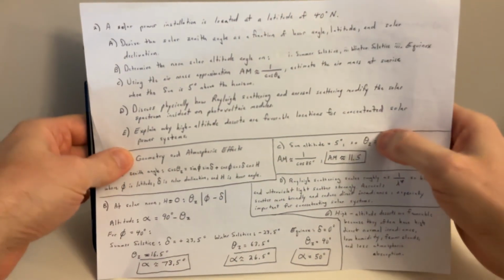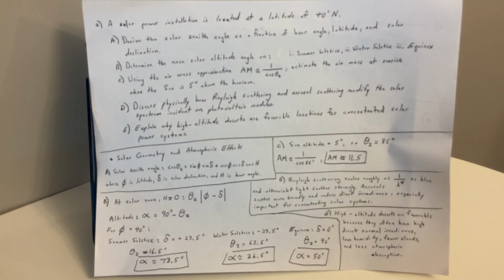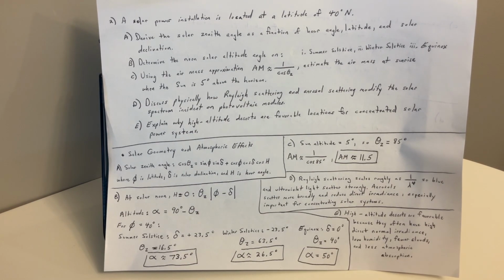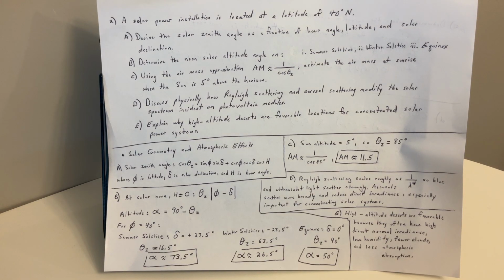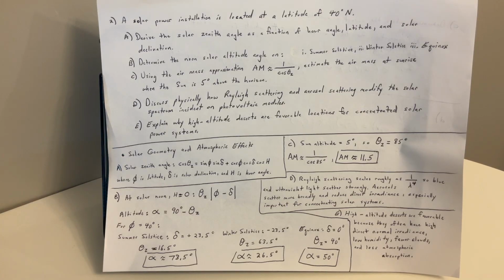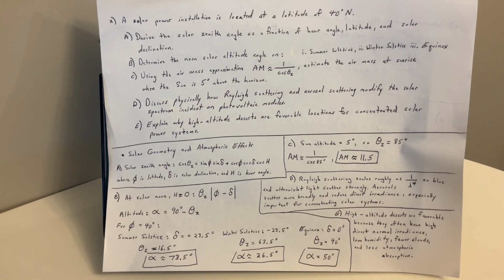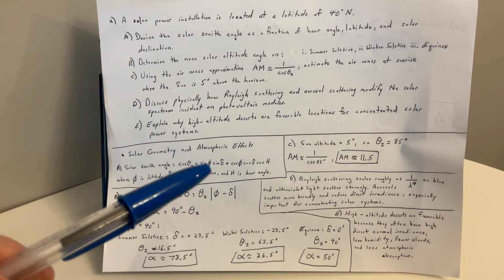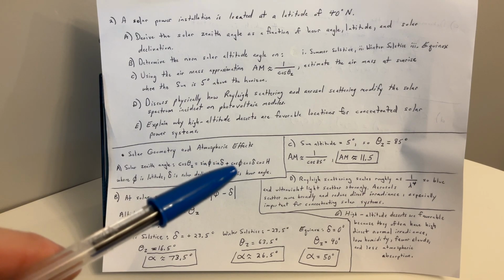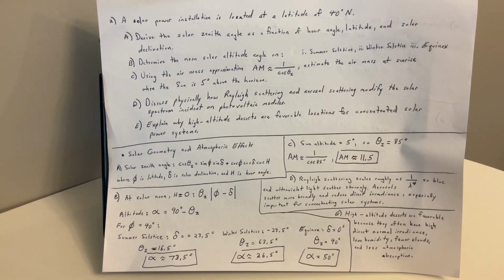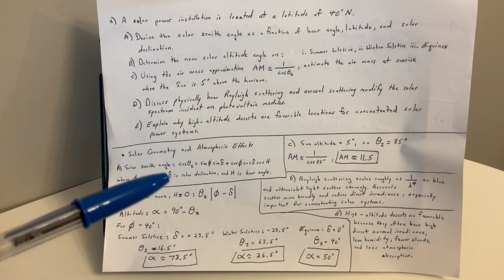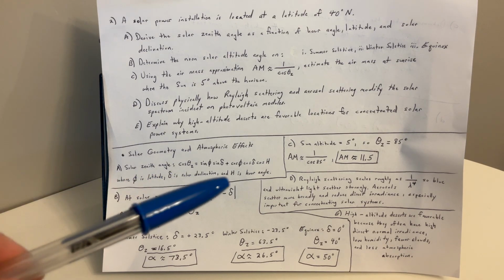Again, I'm going to try to go through this quickly so you have just a reference to go back to. Okay, so number two. We have a solar power installation located at latitude 40 degrees north. Part A, derive the solar zenith angle as a function of hour angle, latitude, and solar declination. So this is a solar geometry and atmospheric effects problem. Solar zenith angle: cosine theta sub z equals sine phi sine delta plus cosine phi cosine delta cosine h, where phi is latitude, delta is solar declination, and h is hour angle.